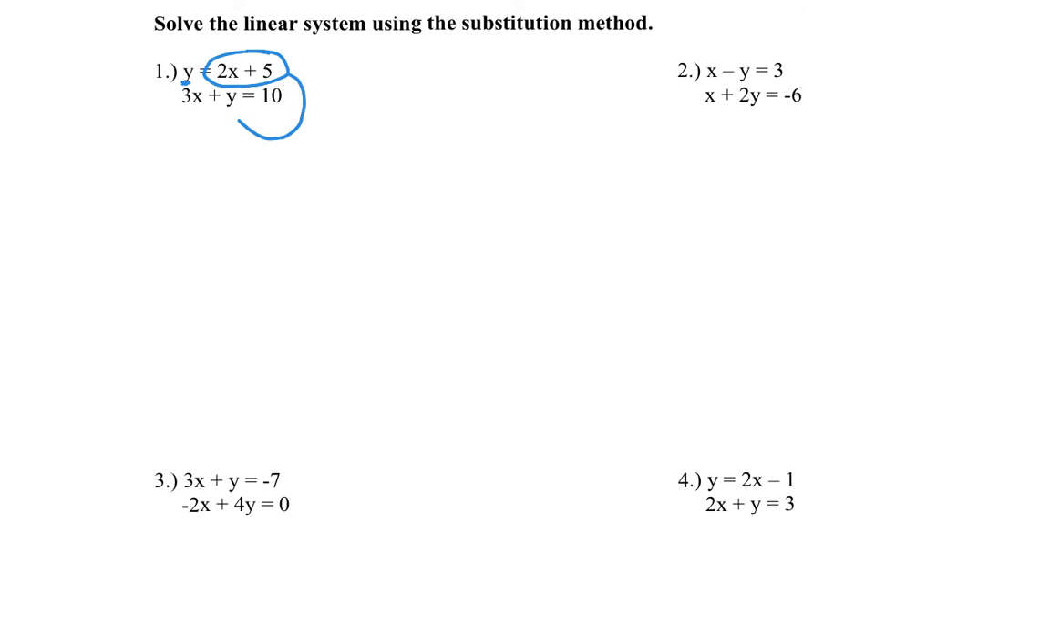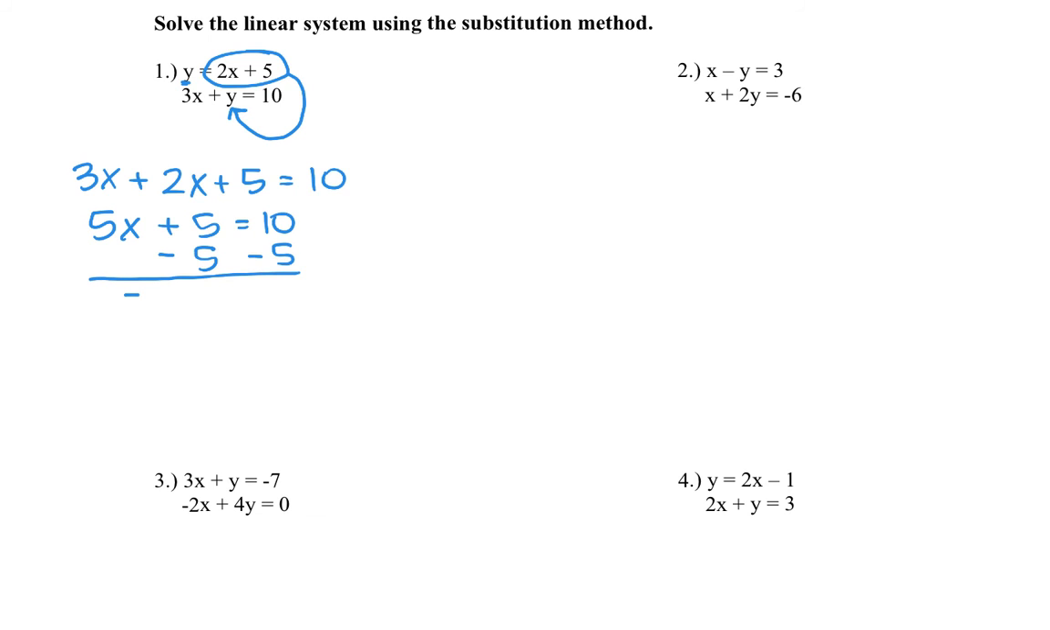And the first thing we can do is plug what we know y is into the second equation. So that gives us 3x plus 2x plus 5 equals 10. Again, I'm substituting that in. Then I have an equation with only x's, so I can start solving that, trying to get x by itself. So this gives me 5x equals 5.